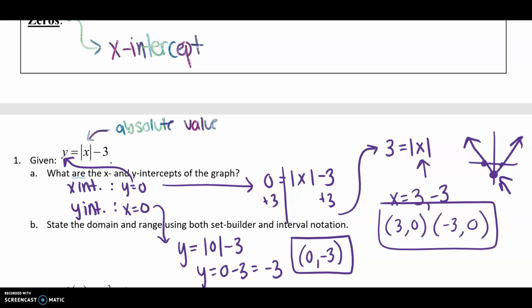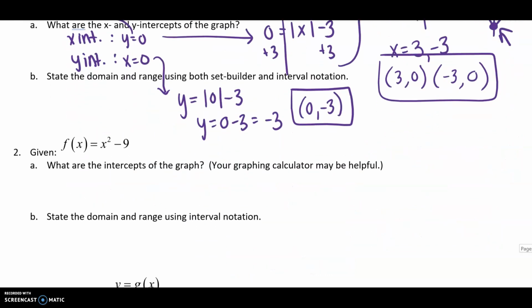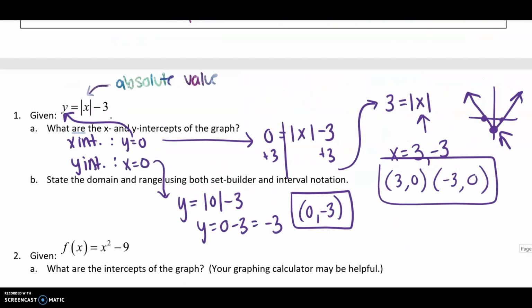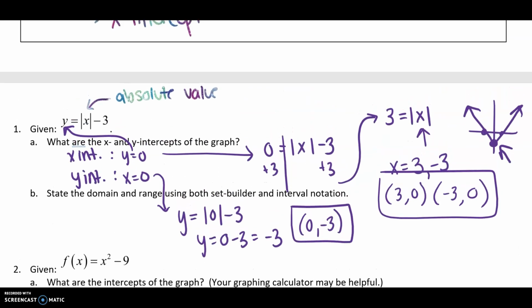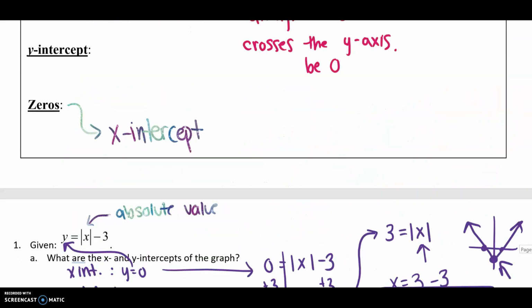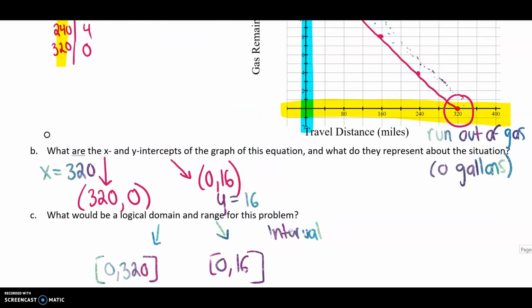Cool. We could talk about domain and range. If you want to try those on your own, feel free to ask me questions. But the main point of this video was what are x-intercepts, what are y-intercepts, and what are zeros. And that's pretty much all I have for you today.